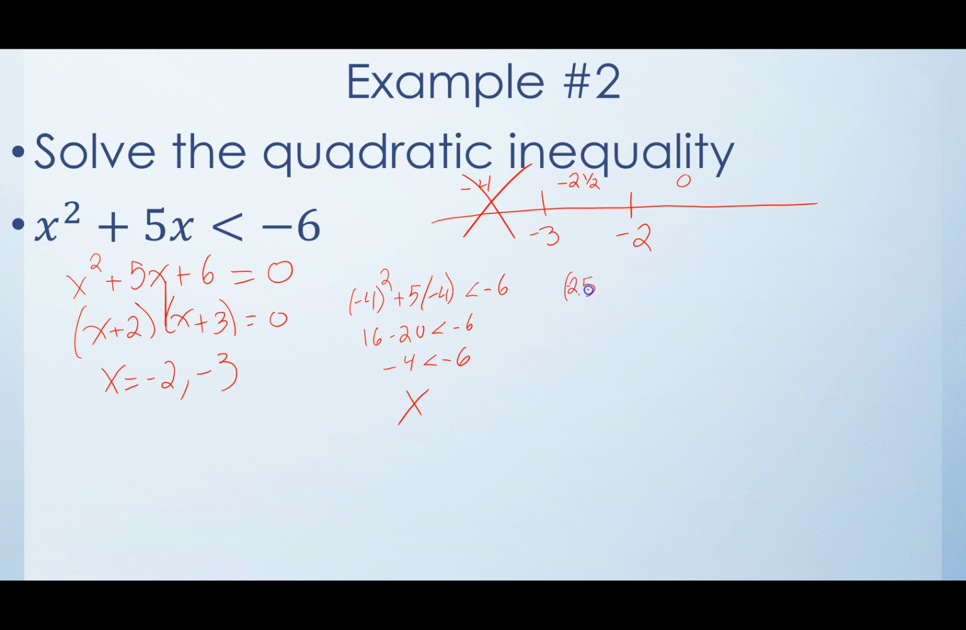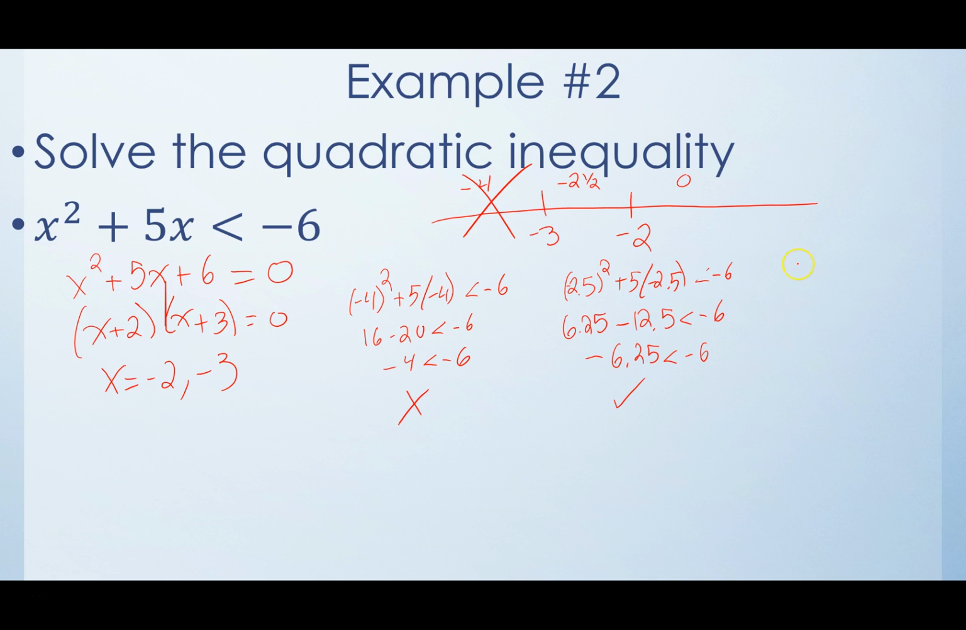So negative 2.5 squared plus 5 times negative 2.5 less than negative 6. So we get a positive 6.25 minus 12.5, which gives us negative 6.25 less than negative 6. And that's true. It's more negative, so therefore it's less than it.